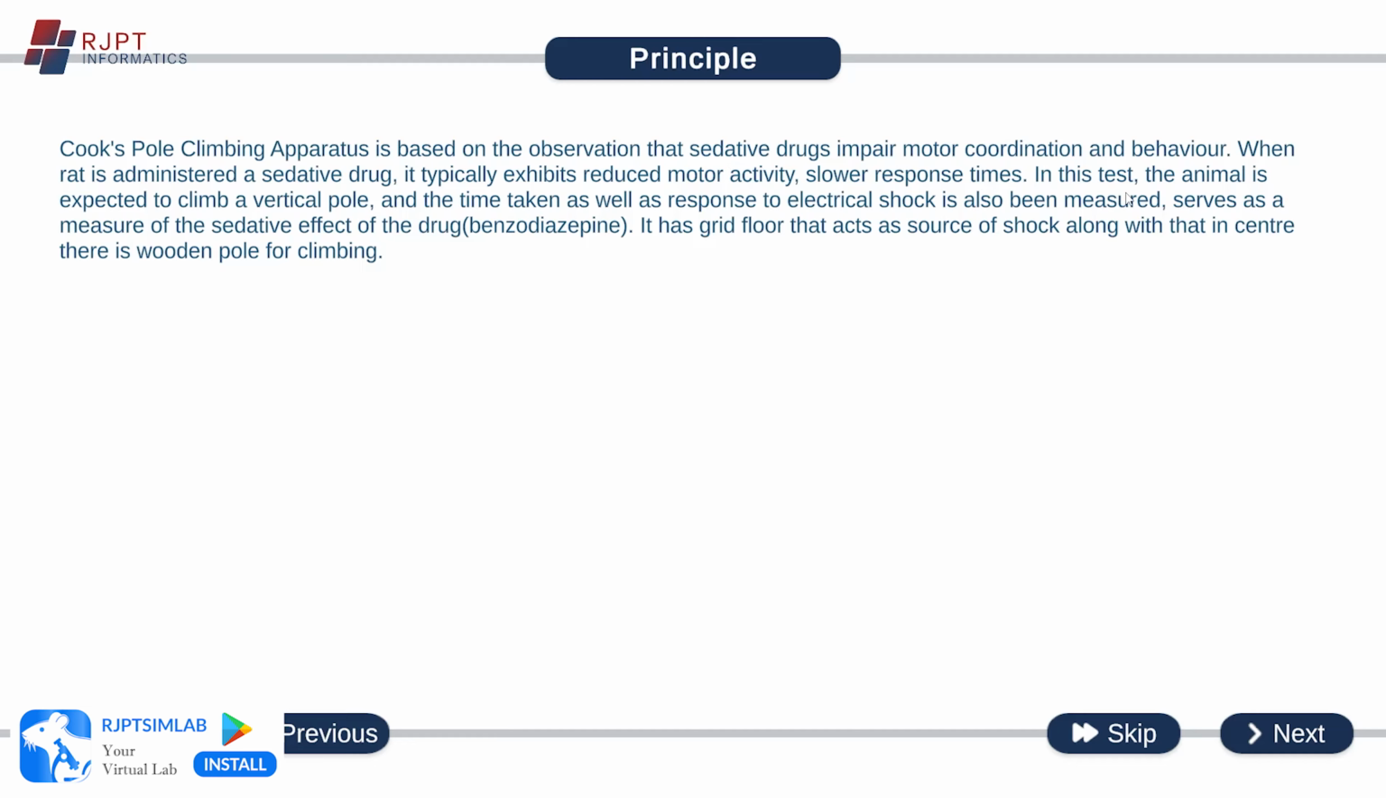In this test, the animal is expected to climb a vertical pole. So in this experiment on the Cook's pole climbing apparatus, the animal climbs the vertical pole, and the time taken as well as the response to the electric shock is measured. So we record the time taken for the animal to climb the wooden pole, which serves as a measure of the sedative effect of the drug. It has a grid floor, as we have seen in the image of the Cook's pole climbing apparatus. The grids on the floor act as a source of electric shock. Along with that, in the center, there is a wooden pole for climbing.